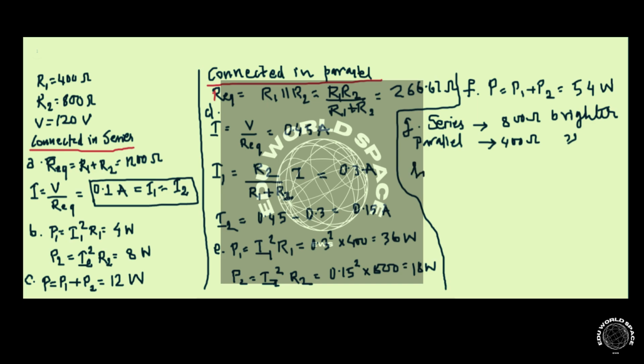Let's move on to part H. In which situation is there the greatest total light output? The total light output was 12 watts when connected in series and 54 watts when connected in parallel. So when parallel, the total power output was higher. So remember, if you want a brighter room, connect the bulbs in parallel. If you want to conserve your electricity, connect them in series. This is the solution to this problem.